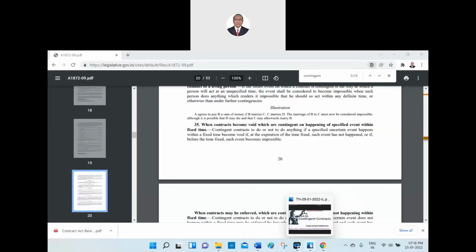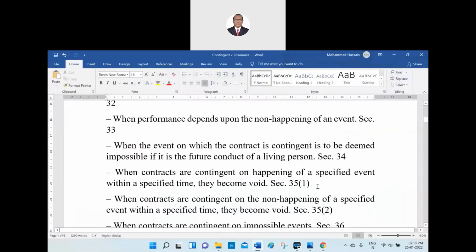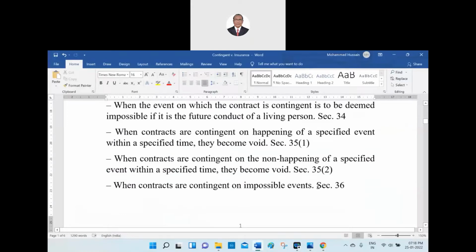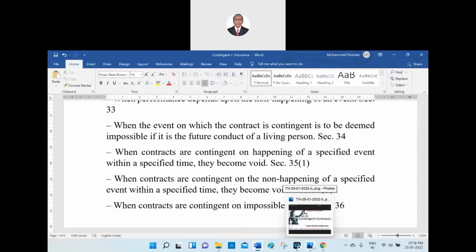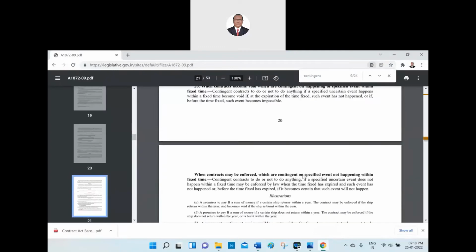Sir, good evening. Then let us see another case law. When the contracts are contingent on happening of a specified event within a specified time, they become void. How? When the contracts are contingent on happening of a specified event within a specified time, they become void. Section 35(1). Let us see what exactly Section 35(1) will say.